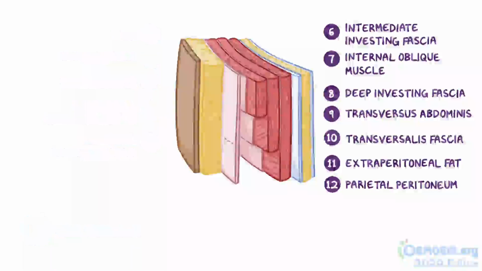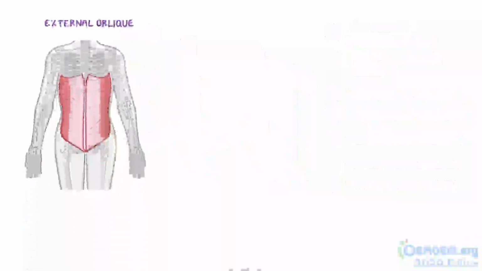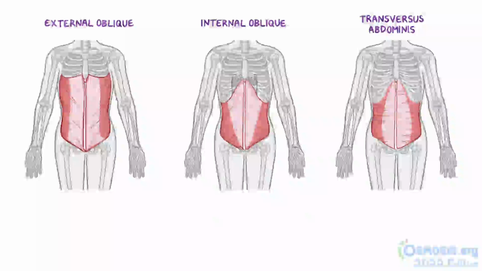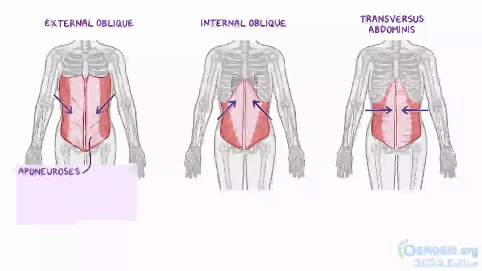Now let's talk muscles. The external oblique muscle, the internal oblique muscle, and the transversus abdominis muscle are considered the flat abdominal muscles, and the fibers of each have varying orientations. All 3 of these abdominal muscles continue anteriorly and medially as aponeuroses. Aponeuroses are simply flat sheets of fibrous tissue that anchor muscles to bone, deep fascia, or other muscles.